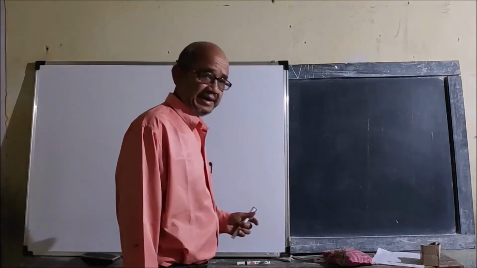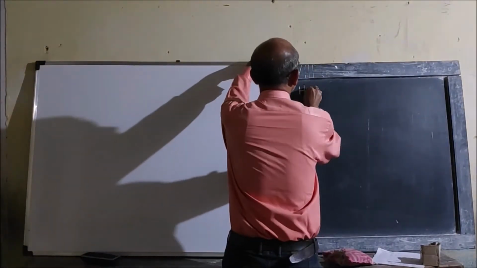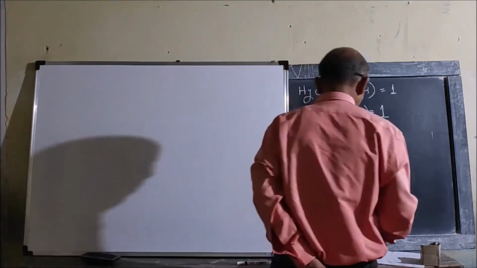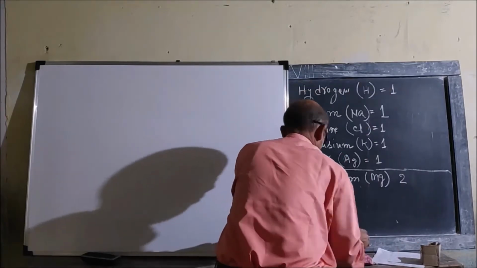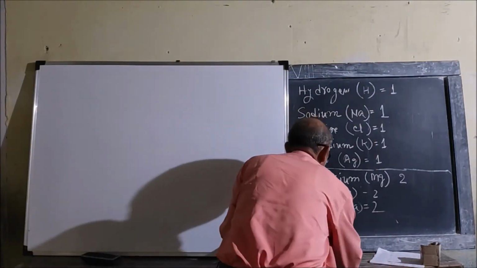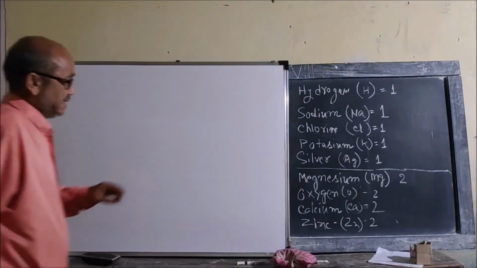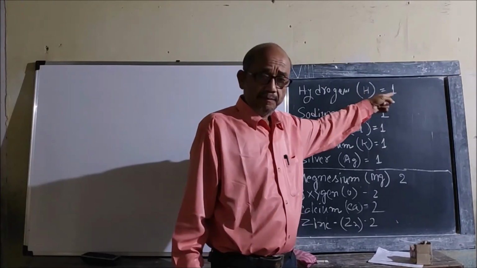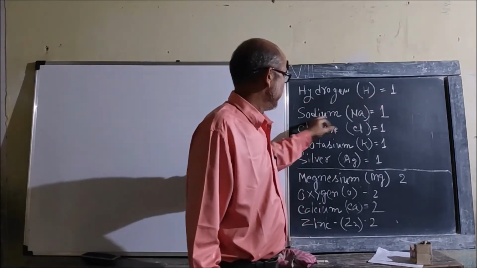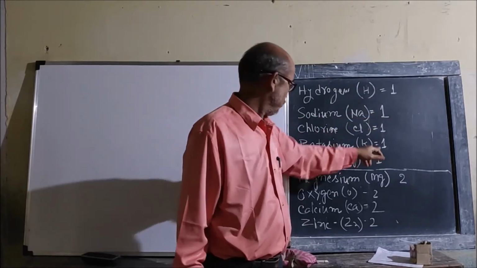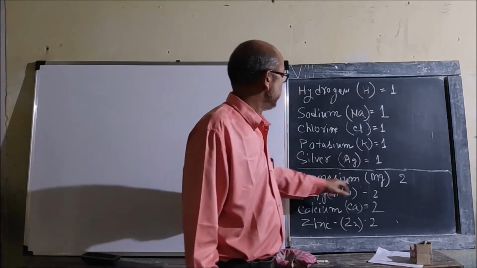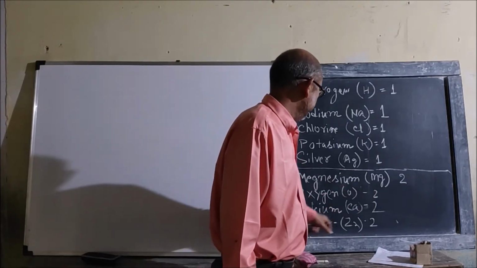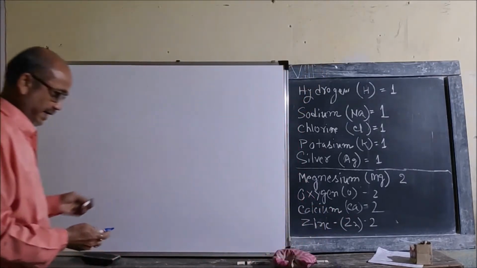So some symbols are given here. These are some elements with both their symbol and valences. Hydrogen has valence 1, sodium 1, chlorine 1, potassium K 1, silver 1. Like this, magnesium Mg 2, oxygen O 2, and calcium Ca 2. Then zinc 2.